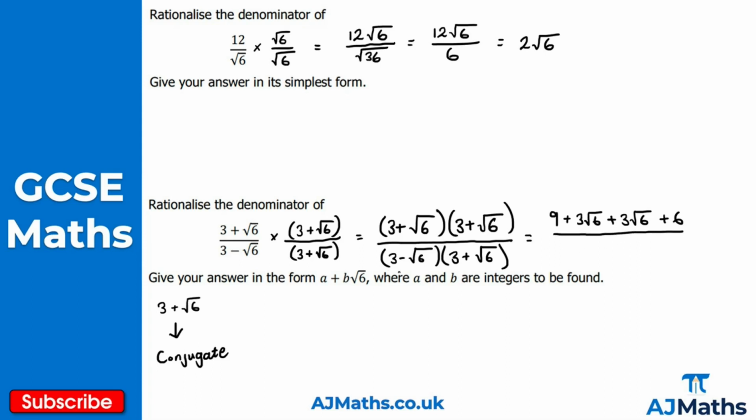So again, we're going to expand here. I'm using the method of FOIL, but any method to expand brackets is fine. Now with this denominator, we can speed things up a little bit by noticing this is the difference of 2 squares. So all I actually need to do here is 3 times 3, which gives me 9. And then we do minus root 6 times positive root 6, which would give me minus 6. So just be careful with the signs there. We get minus 6 as opposed to positive 6.